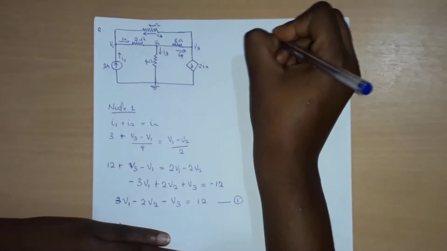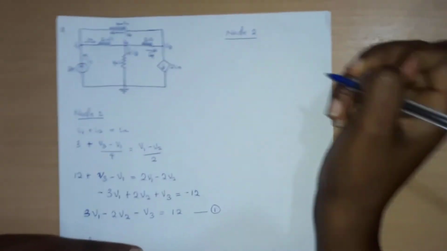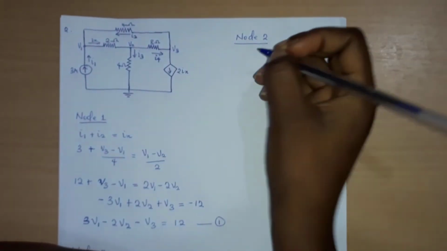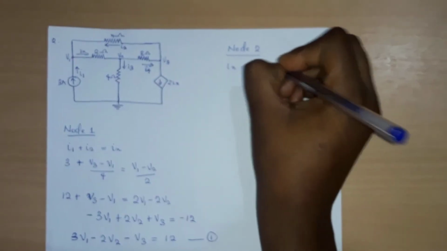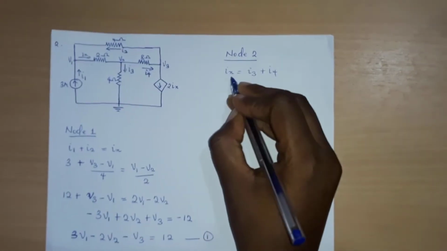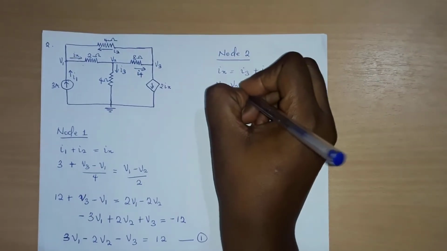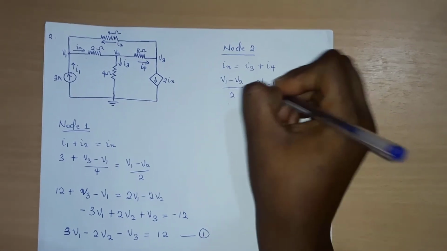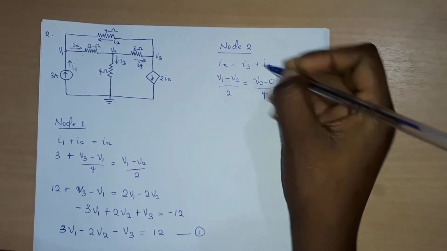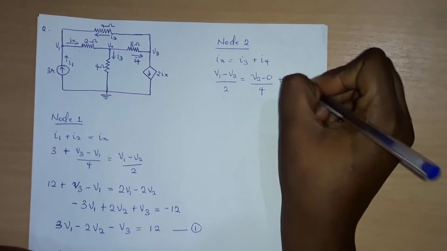So for node 2, current I3 is leaving the node, Ix is entering, and I4 is leaving. So I have Ix to be equal to I3 plus I4. So Ix we know is V1 minus V2 over 2. I3 is V2 minus 0 over 4. Then I4 is V2 minus V3 over 8.